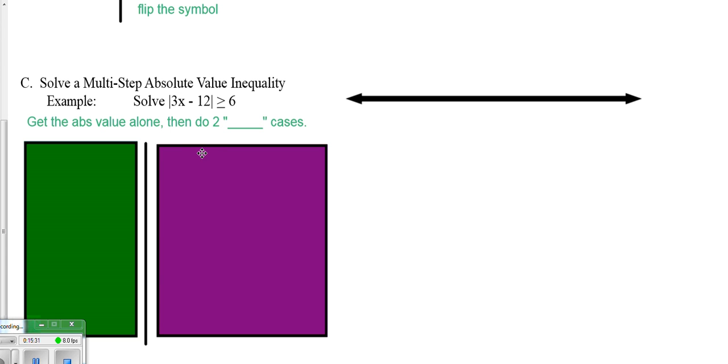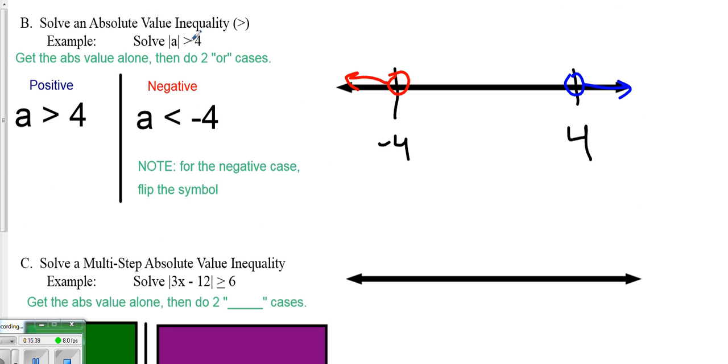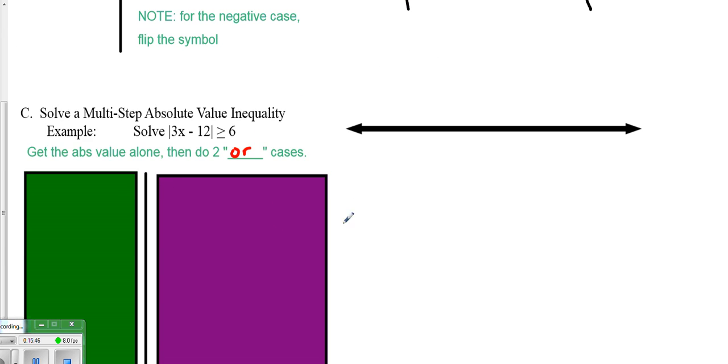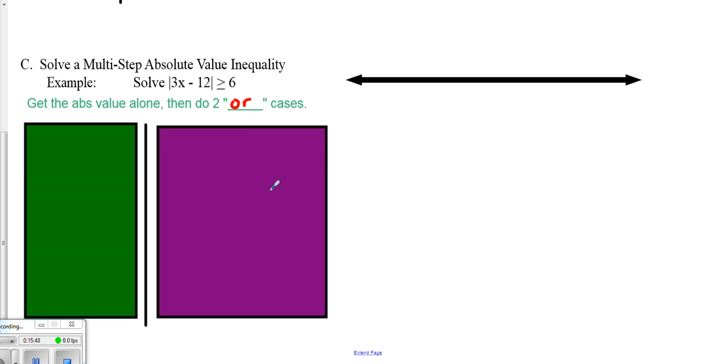It's just the absolute value piece is greater than or equal to 6. Okay? Now that we're at that point where this is all alone, because it is a greater than or equal to, just like this one was, this is going to be an OR case. This true or this true. So we want everything that works. So this is a union. Okay, if this was a less than symbol, that would be an AND case, and it's only where both are true. But because this is greater than, it's going to be an OR.